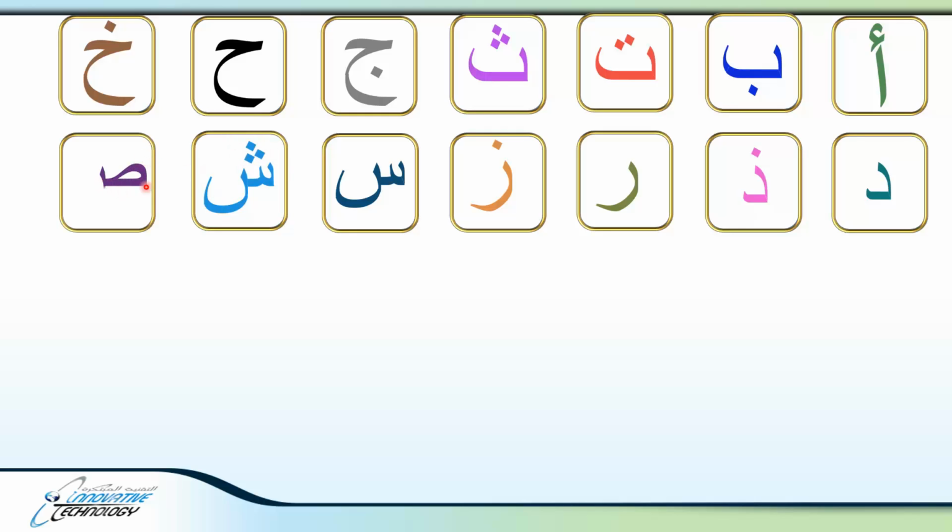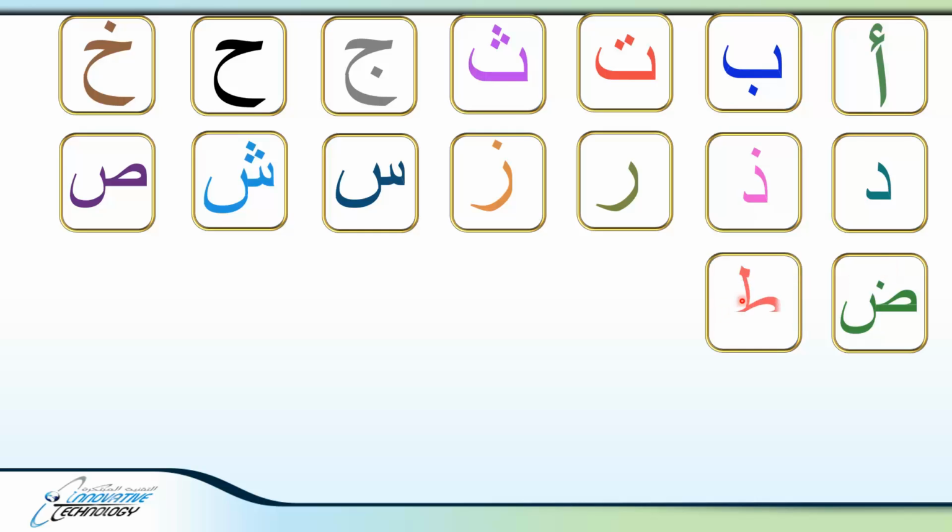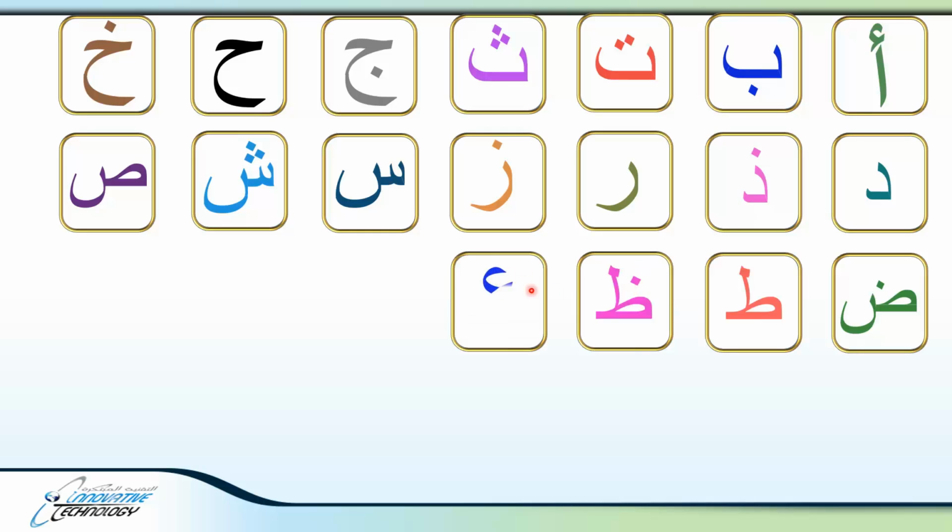Then the sad, the dome, and a semicircle. The dad is like the sad, but with a dot on top of it. The ta, a dome and a minaret. A dome and a minaret with a dot is a dha, so dha is like ta, but with a dot. And then ayn, 2 semicircles, one small, followed by a bigger one, and the ghayn is like the ayn, but with a dot on top.